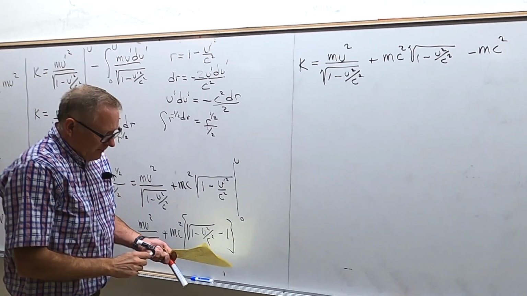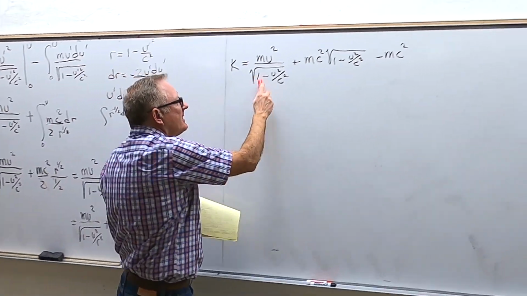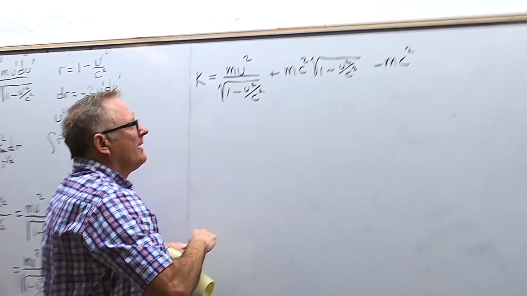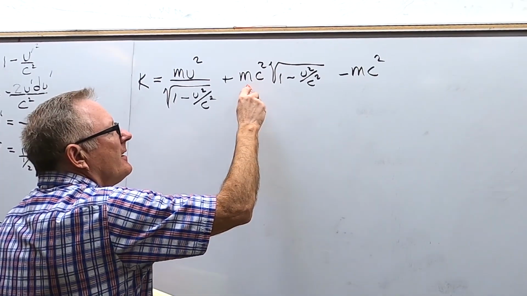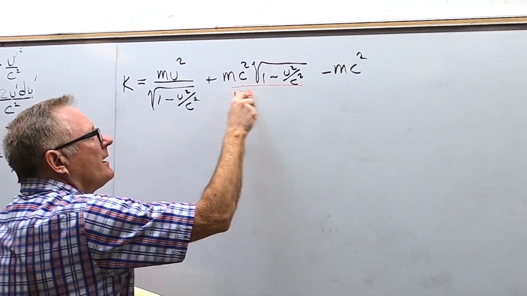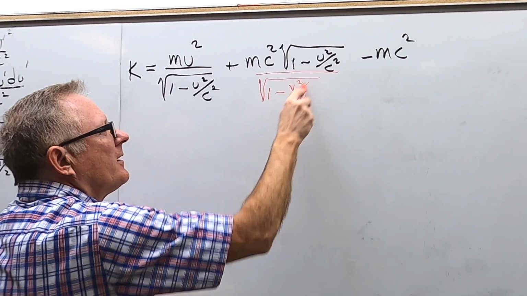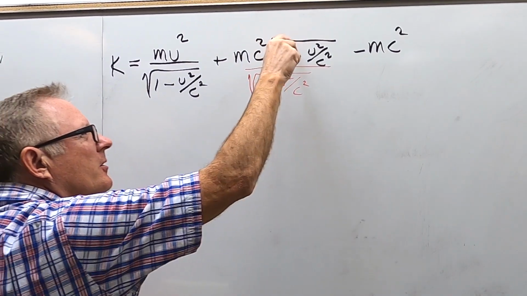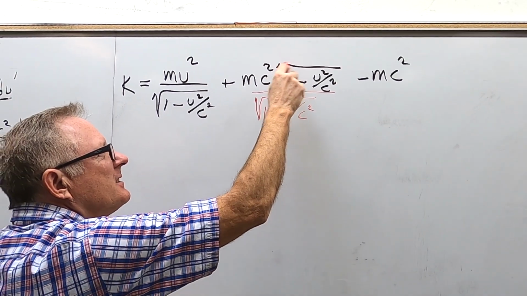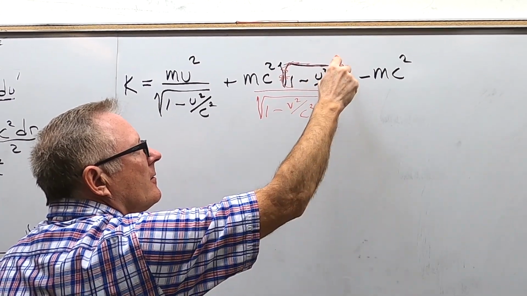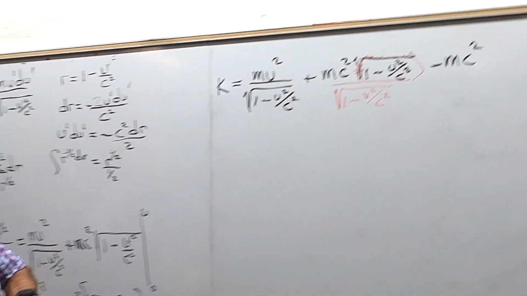Okay, I think what I'm going to do between just these two, I'm going to get a common denominator. So I'm going to put down here a square root of 1 minus u squared over c squared, and I'm going to do the same thing with the top, which means it just gets rid of the square root. And so we don't have the square root.